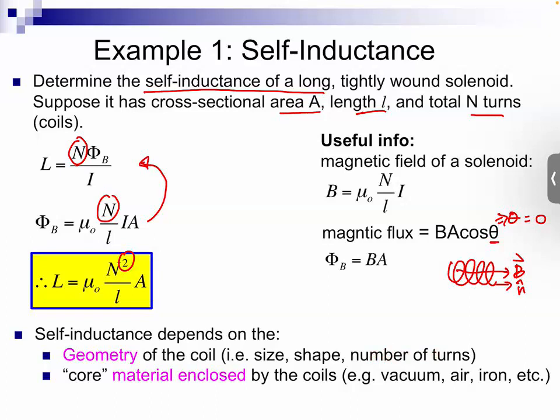It also depends on the number of turns. And you again have this permeability dependence. Of course, if there's nothing in the center of the solenoid, then it's just the permeability of free space. But if you put something in the core, or inside the solenoid, then you have to account for the permeability of the material, for example, iron or some other material.